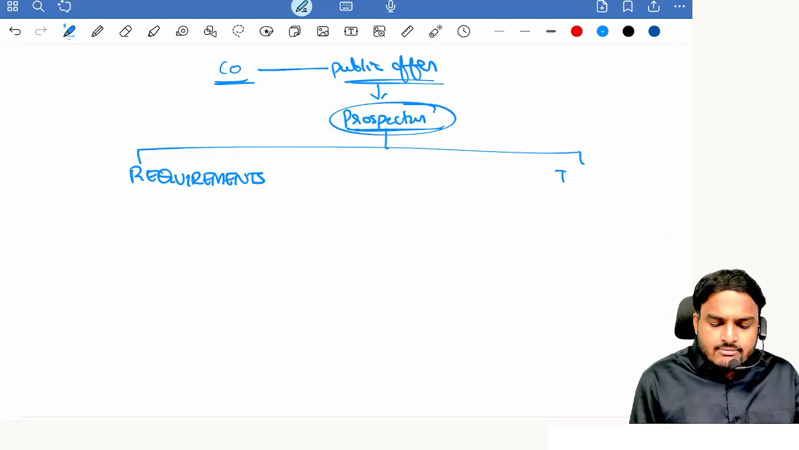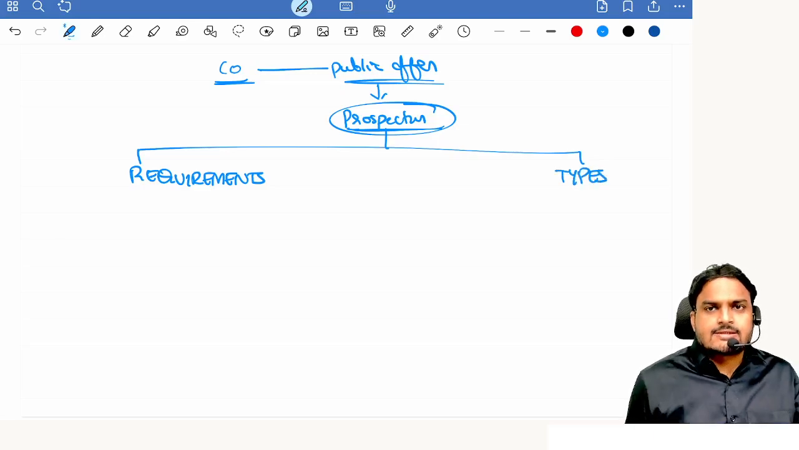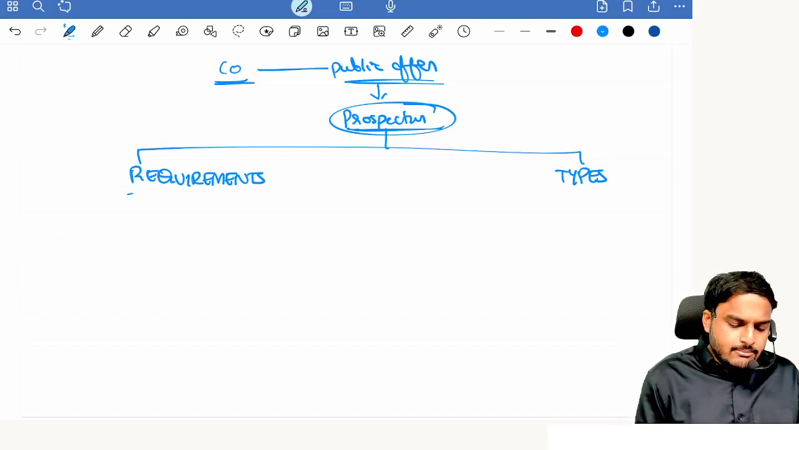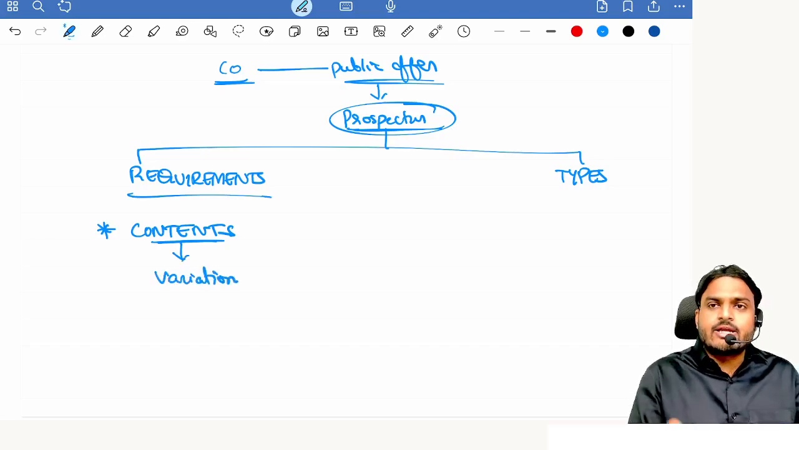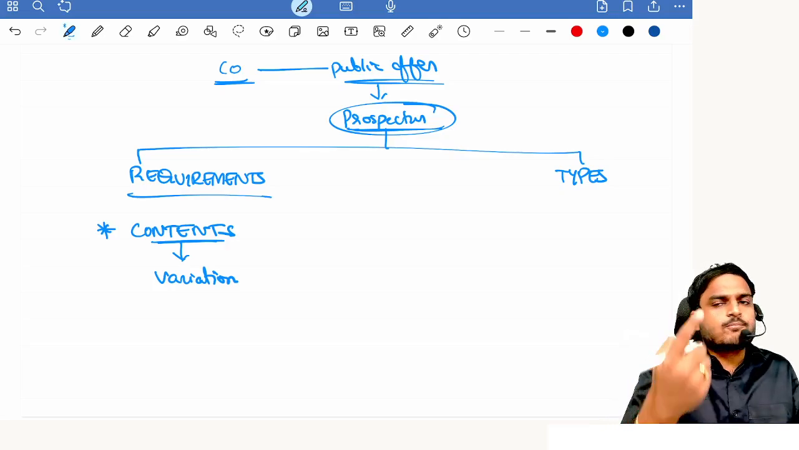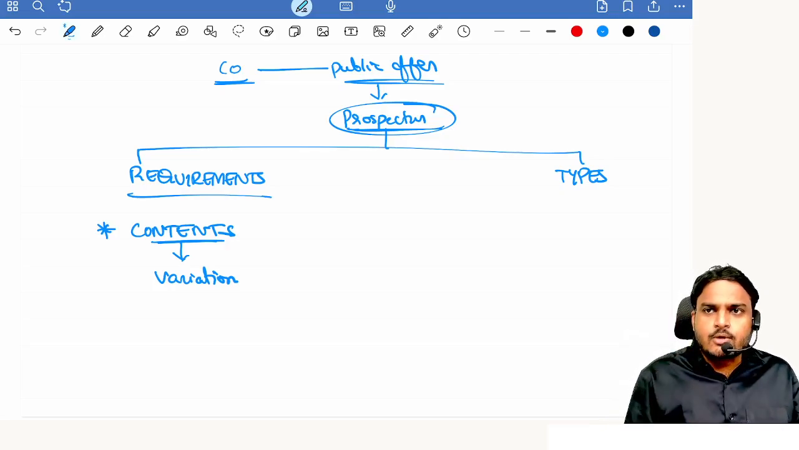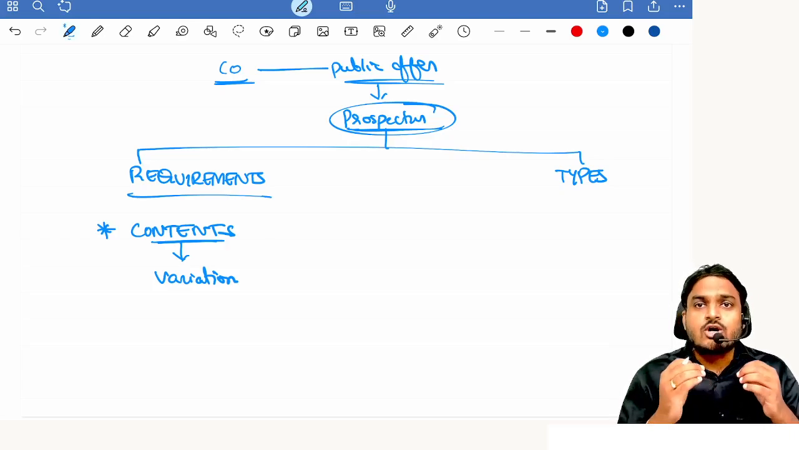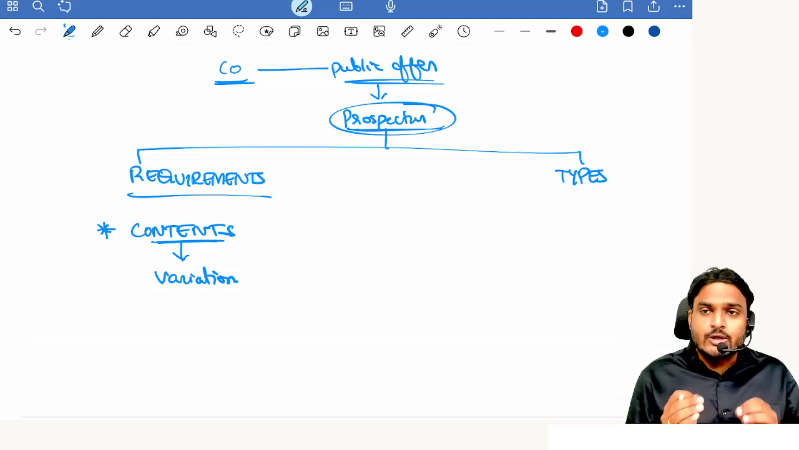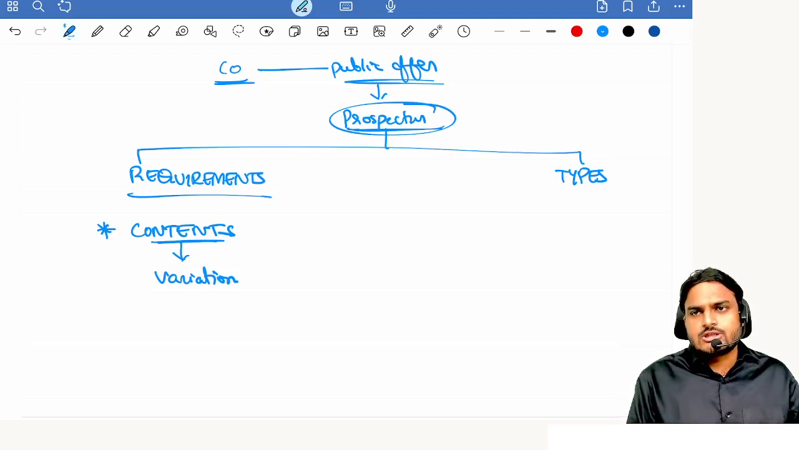And we are also having different types of prospectus. Coming to requirements, first, content of prospectus is very important. Contents of prospectus. And you can make any variation to these contents. Even after issue of prospectus, if you want to change any terms and conditions, if you want to change objects of prospectus, yes, you can change it. We call it as variation.